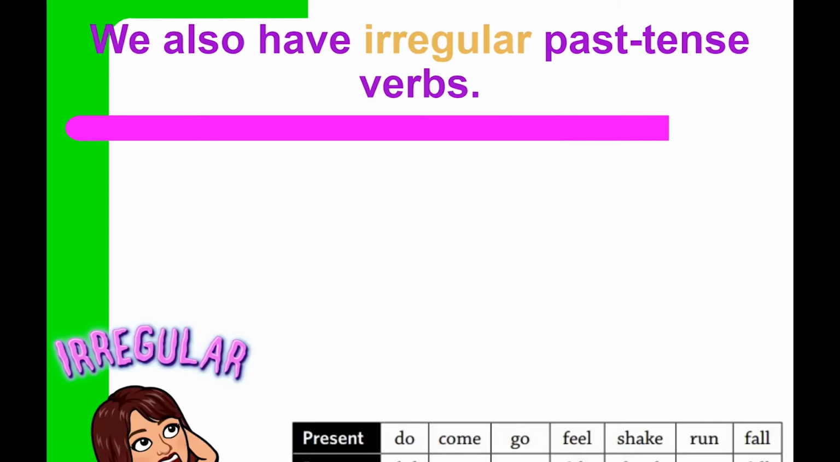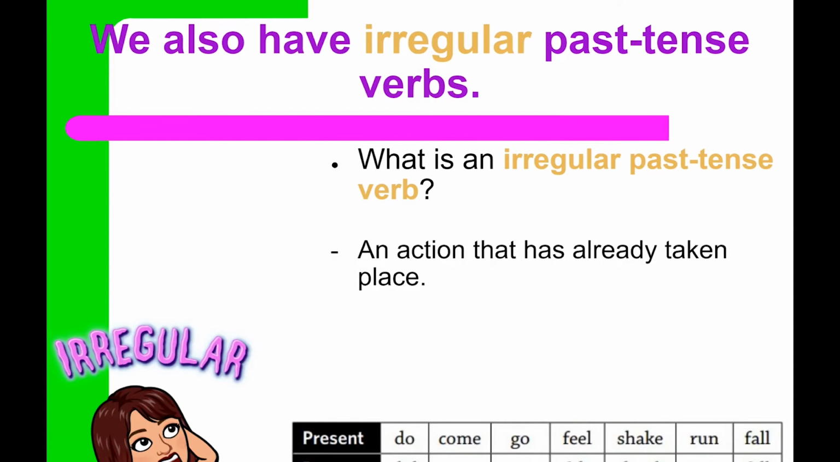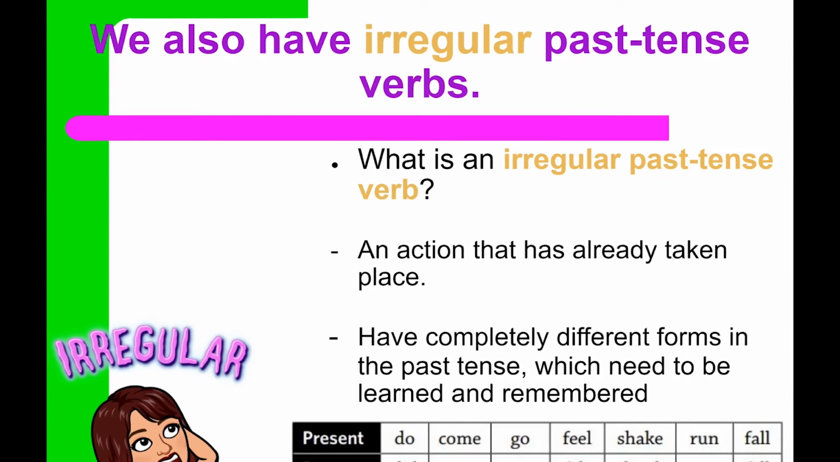Now let's look at irregular past tense verbs. These can be a little trickier because there are no specific rules that we follow or patterns to change a word from present tense to past tense. So again, a past tense verb, even the irregular ones, are an action that has already taken place. They have completely different forms in the past tense which need to be learned and remembered.